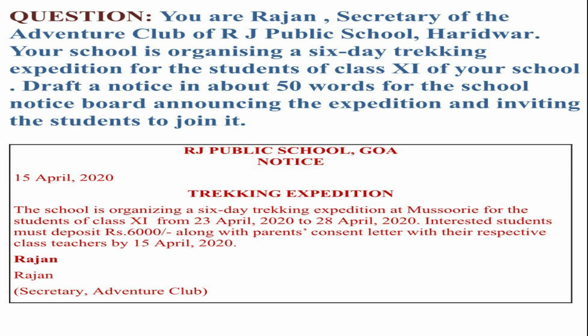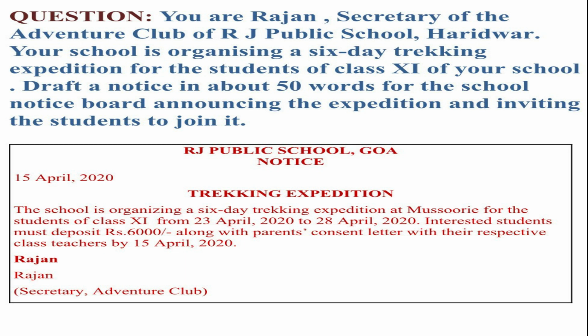Issuing authority over here is RJ Public School, Goa. In the very next line, you will be writing the word notice. Then below it, on the left hand side, you will be writing the date. Then comes the title. What will be the title over here? It's given in the question: trekking expedition.